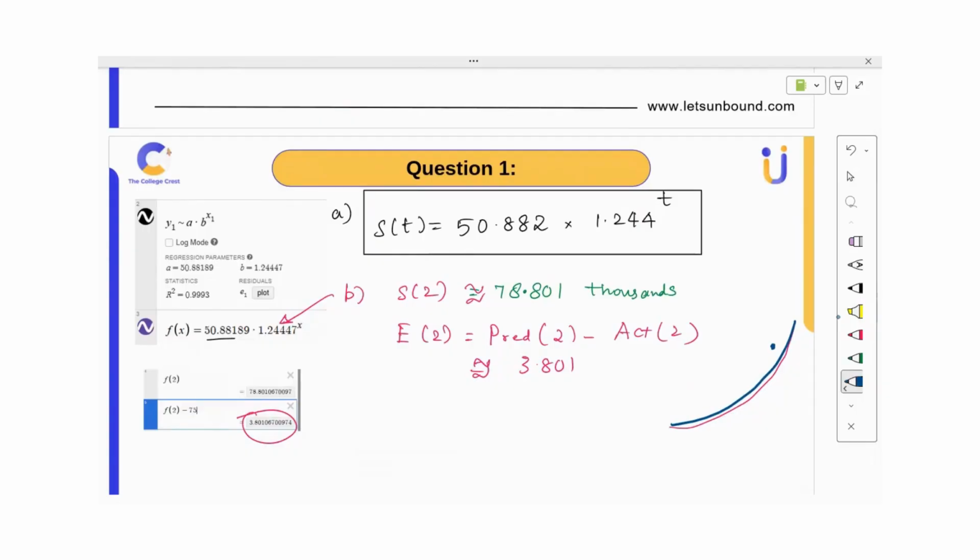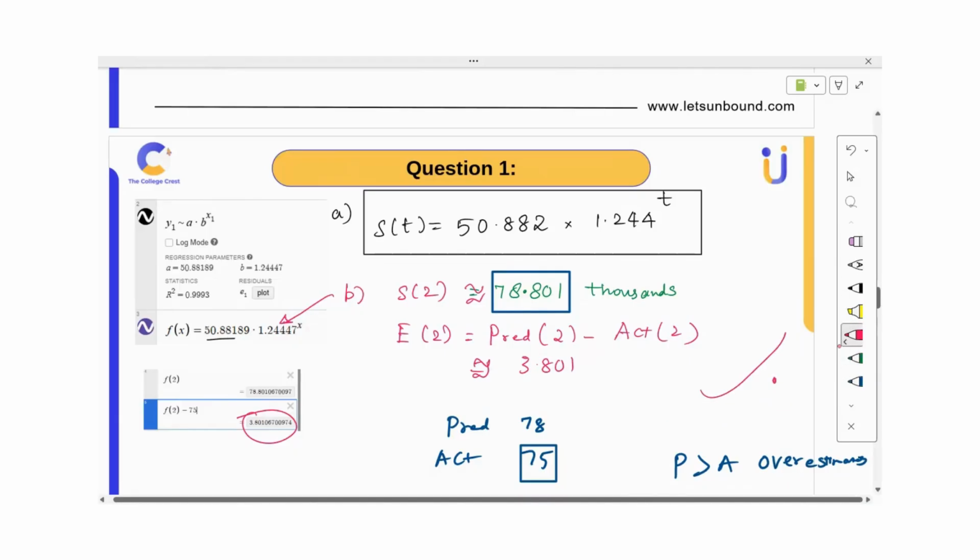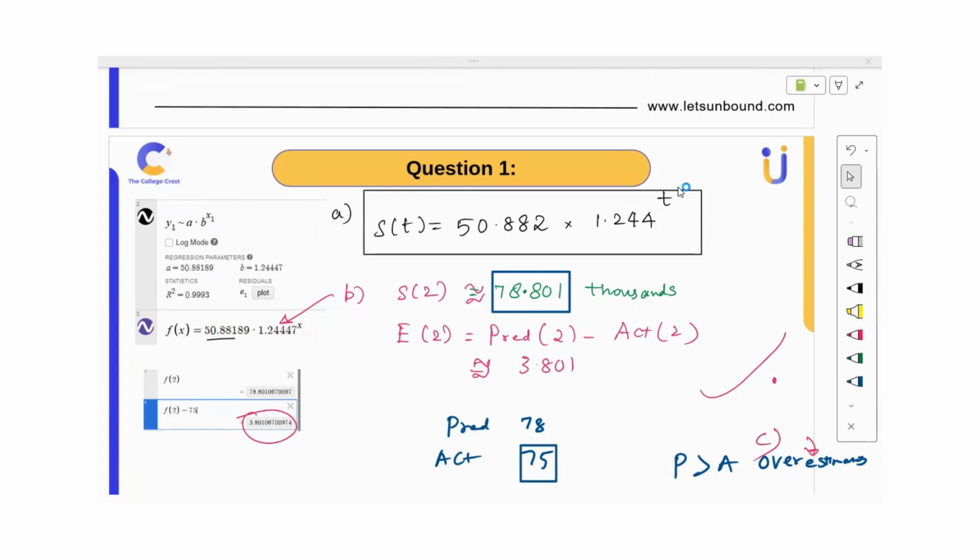So let's see what happens at t equal to 2. That is 78.801, the predicted value. Actual value is 75 only. So it overestimates, it's 3 more than that. If your prediction is greater than actual, it overestimates. In this case, your graph will be above and your dot will be below. So that is the C answer: it overestimates. With this, we are completing this problem and moving into question 2.